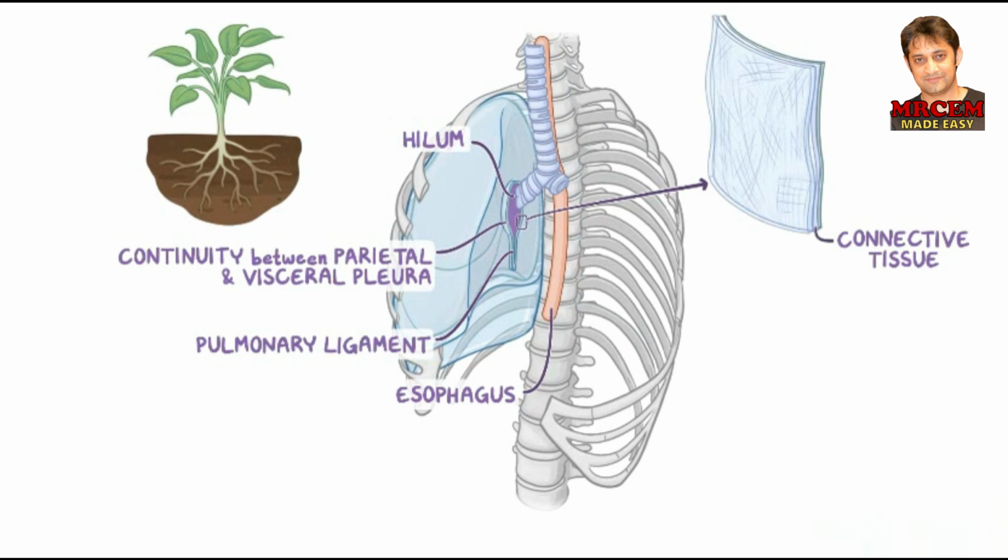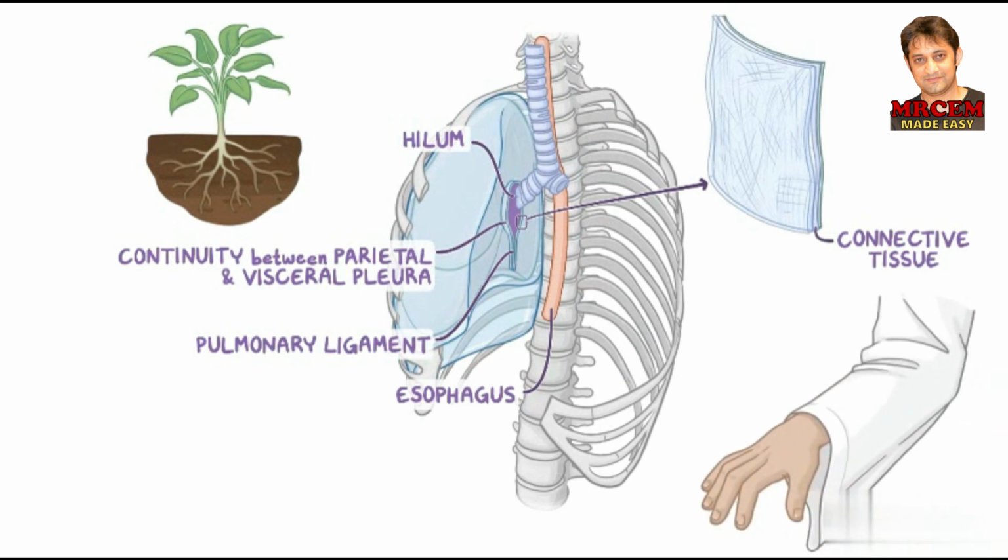To visualize this, think of wearing a large lab coat. Your forearm represents the root of the lung, and the sleeve is the pleura, which, if it's too large, will droop down in a double layer.